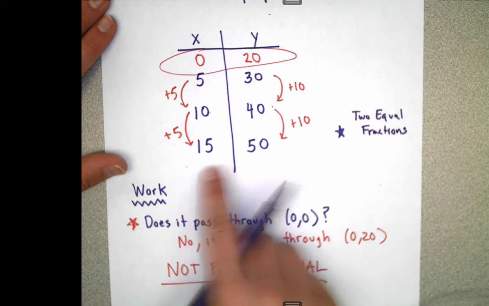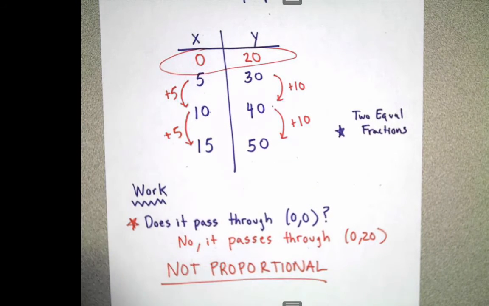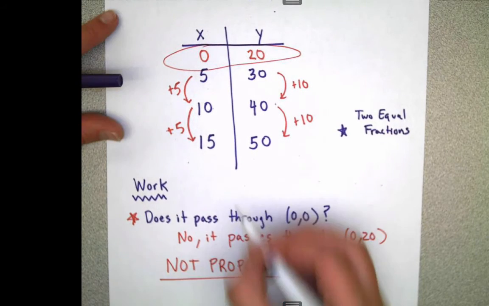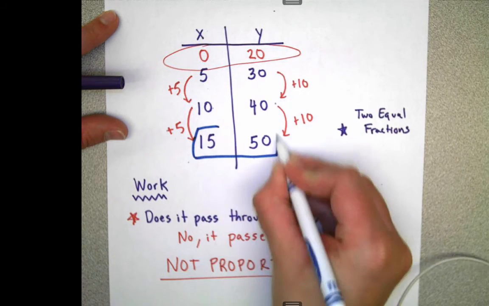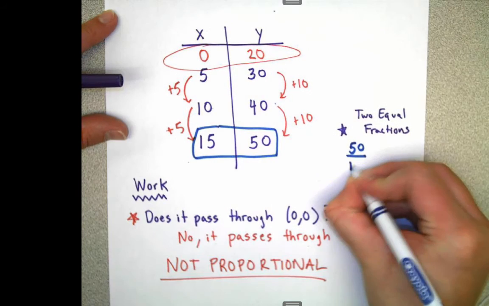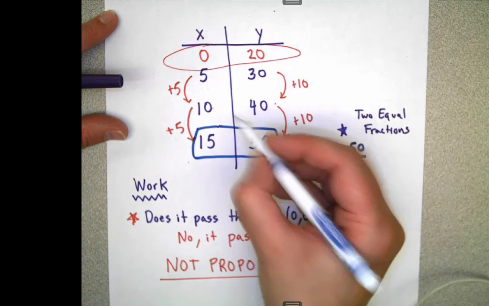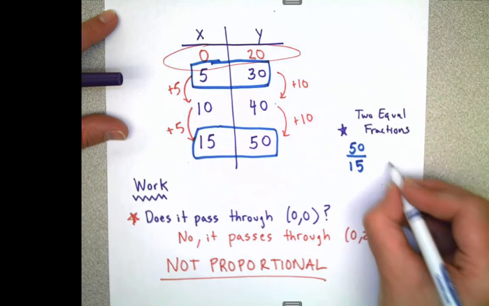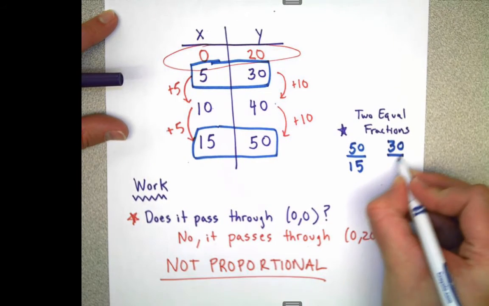So let's pick some numbers. What do you want to use? You can choose anything you want, really. We could do the 15, the 10, or the 5. So how about the 15 and the 50? If I make a fraction out of that, that'd be 50 over 15. And if I chose like the 5 and the 30, and I'm just picking, that'd be 30 over 5.